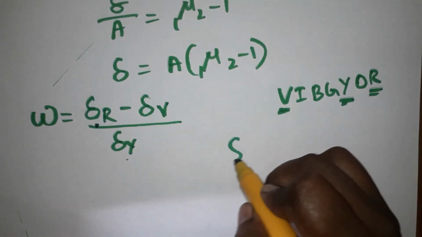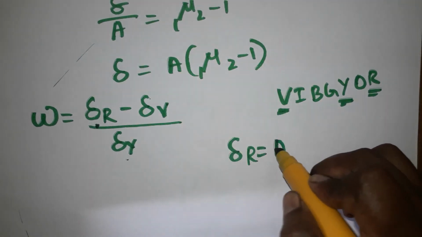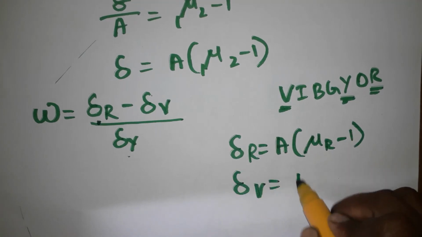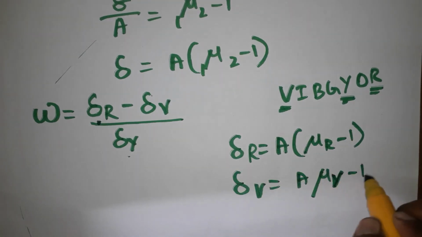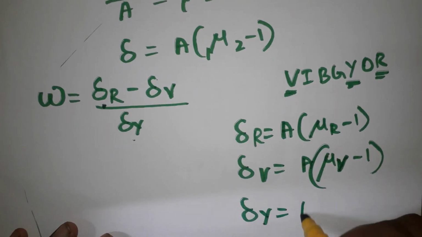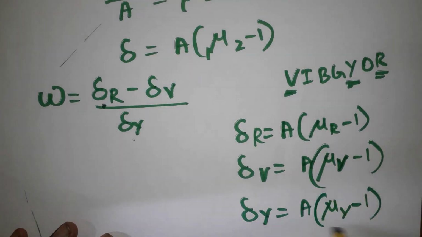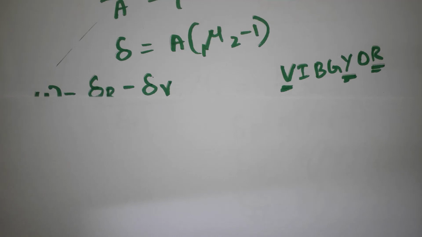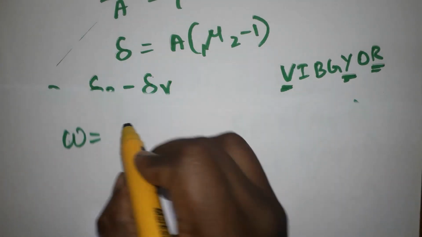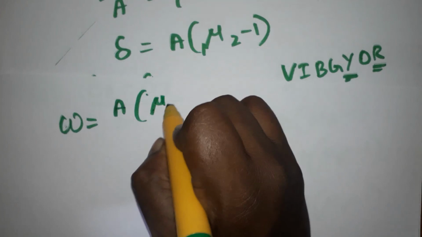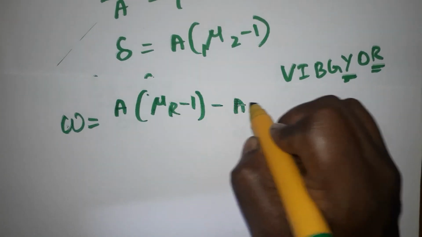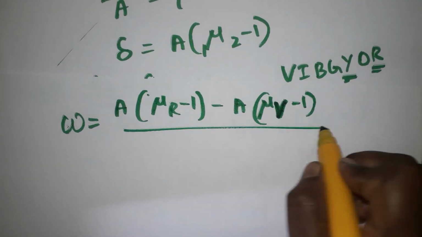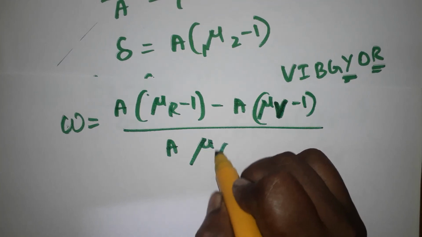So now the deviation of red, same equation, is A times (refractive index of red minus 1). Deviation of violet is A times (refractive index of violet minus 1). Deviation of yellow is A times (refractive index of yellow minus 1). If I substitute everything here, the total dispersive power is equal to A(refractive index of red minus 1) minus A(refractive index of violet minus 1), divided by A(refractive index of yellow minus 1).